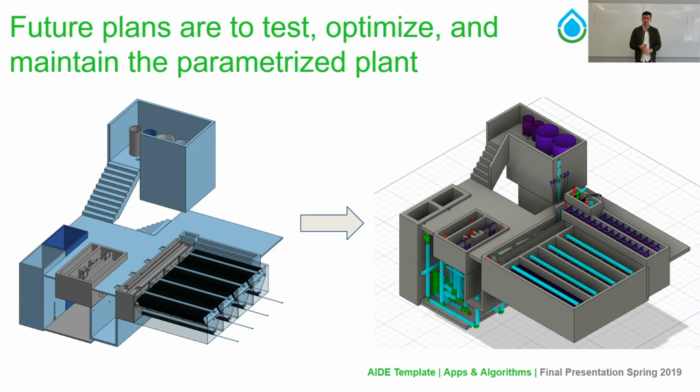In the future, we're going to keep testing, we're going to optimize, and we're going to maintain the parameterized plant. On top of that, we are going to implement the CDC. After we finish this model of plant, which should work for about 16 to 128 liters per second, we would work on smaller plants and larger plants. So those can be parameterized as needed too.